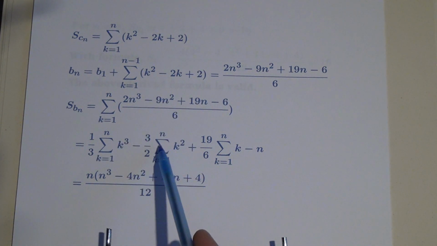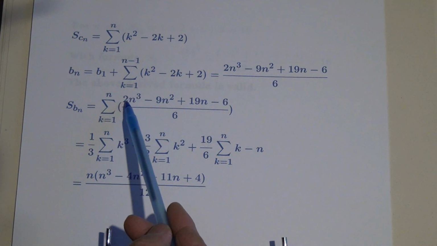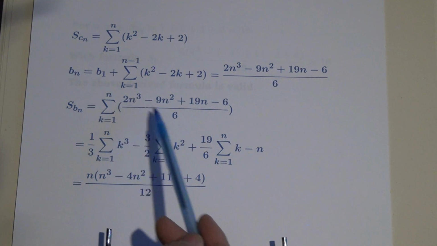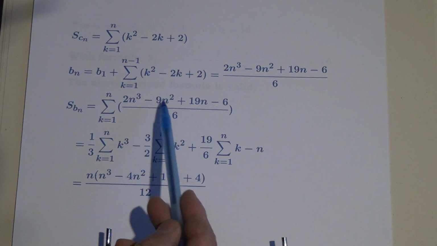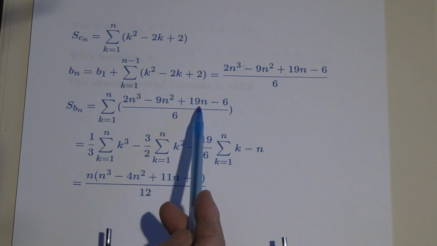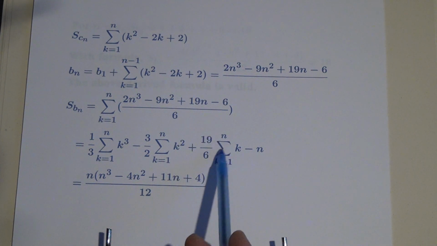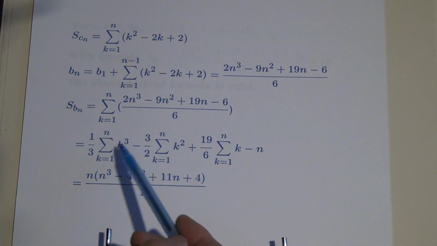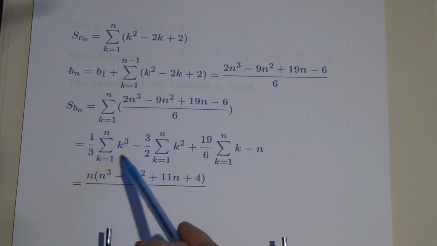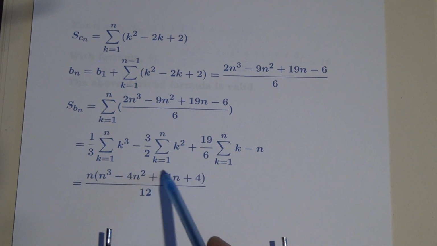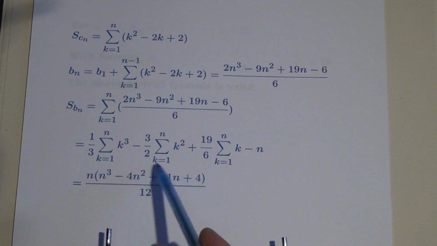Okay. This time we work out 1/3 sigma k cubed, and then 2/3 sigma k squared, 19/6 sigma k, minus n. After you replace the formula and simplify, this one comes out.